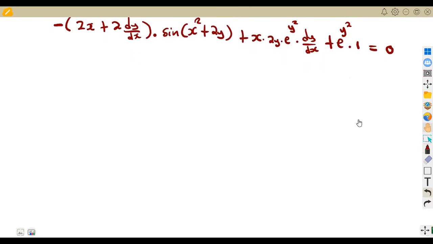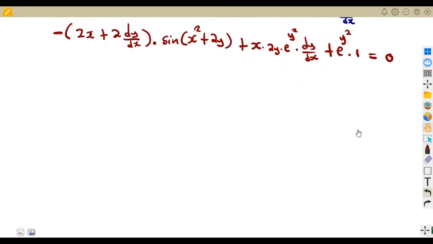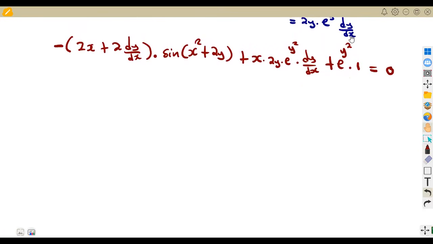From this part, you are supposed to play around and obtain an expression for what? For dy/dx. So what can we do? Here there's dy/dx. So meaning to say, there is a need for us to expand our brackets because this dy/dx is inside the bracket. So take note from this part here up to this part. This is the part that I'm talking about.